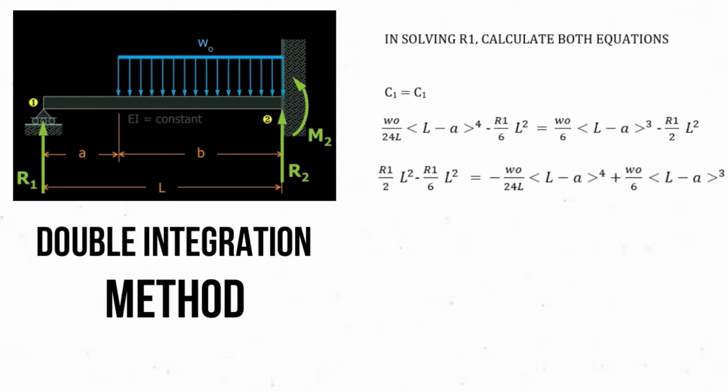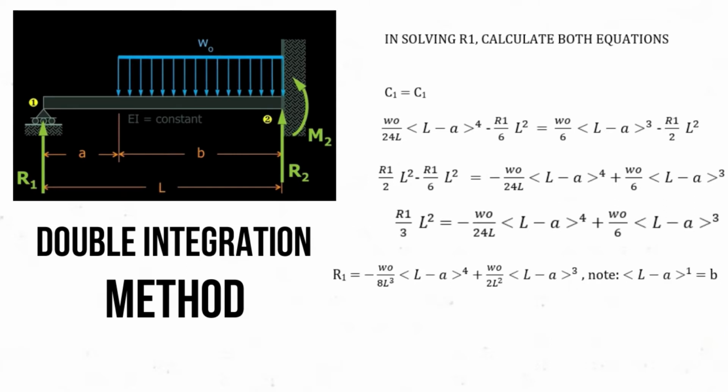Solving for R1, we multiply by 3 on the right side of the equation and cross multiply L squared, and there we have the reaction R1. Observing, we know that L minus a is equal to b. So we will have this kind of equation for R1. Lastly, factor out WO b cubed over 8L cubed, therefore we have the value for R1.